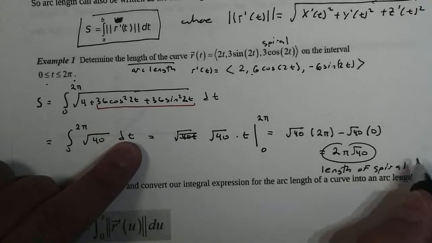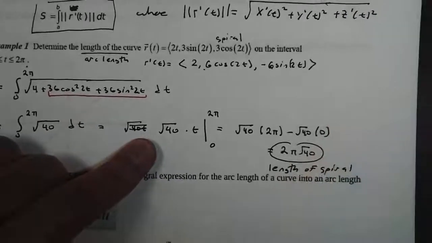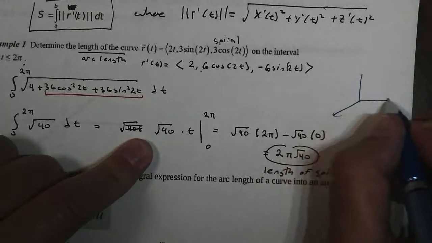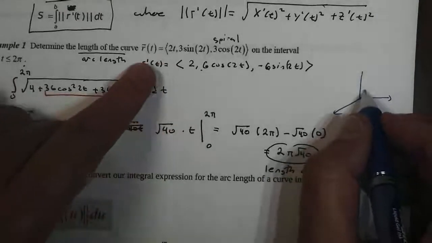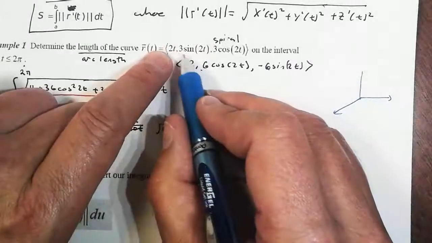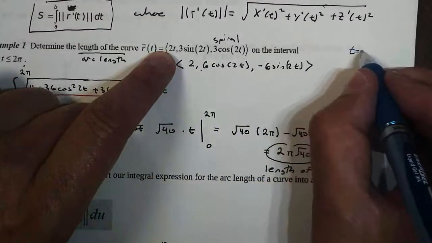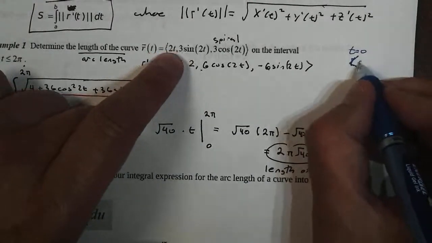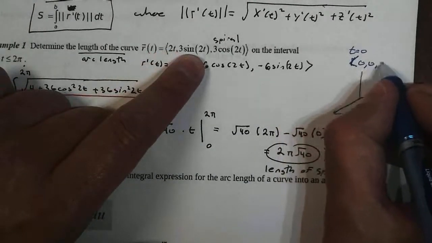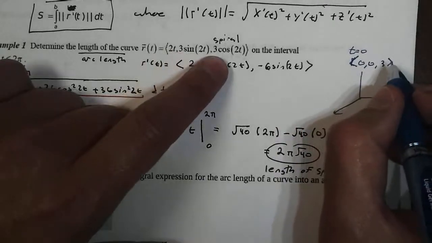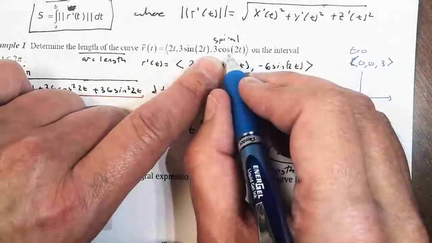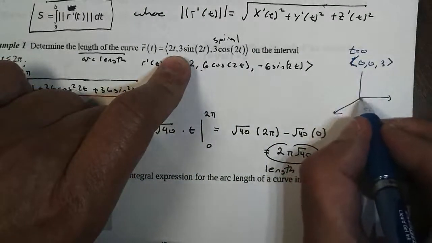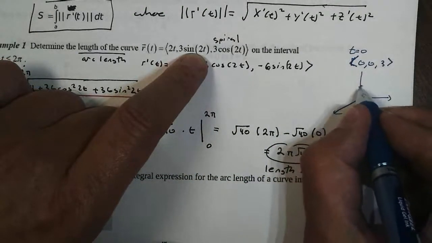Right there. And remember, if this is our spiral, let's see what it kind of looks like. Sometimes it helps to see it. We can even find out where we're starting. At t equals 0, we're at the point 0, sine of 0 is 0, 3. So we are at 0 on the x, 0 on the y, up 3 on the z.